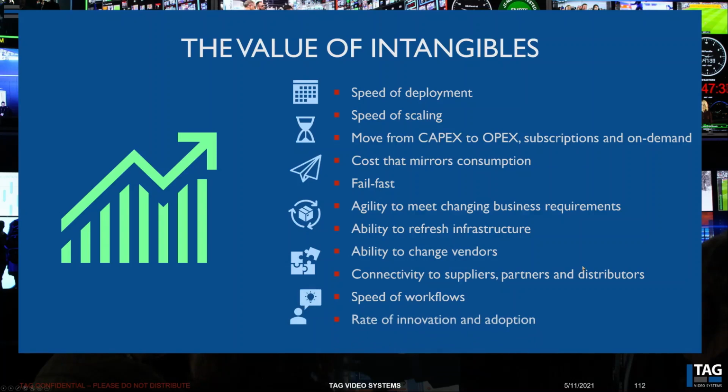And finally, it's the rate of innovation and adoption. How fast can I adopt new technologies? How fast can I meet the changes of our business requirements or implement new capabilities? So if you look at all these intangibles, these are really hard things to put numbers against when you're trying to compare the cost of refreshing an on-premises facility versus moving to the cloud. But once you start trying to put some numbers against this, I think you're going to find on-premises facilities have a really hard time keeping pace anymore.